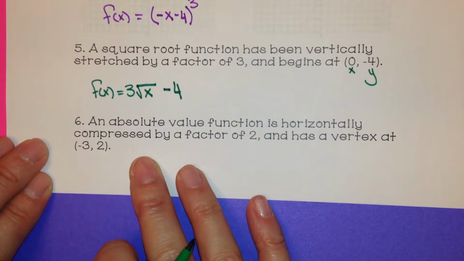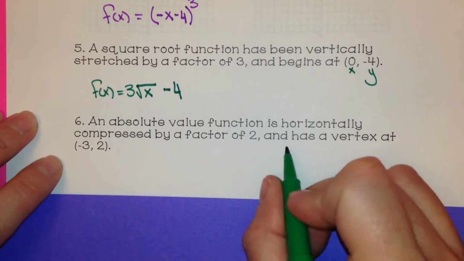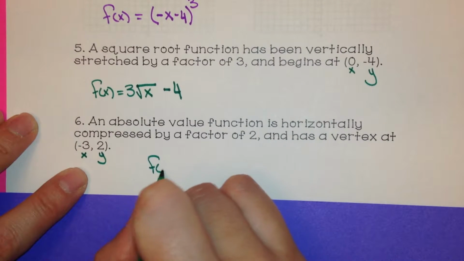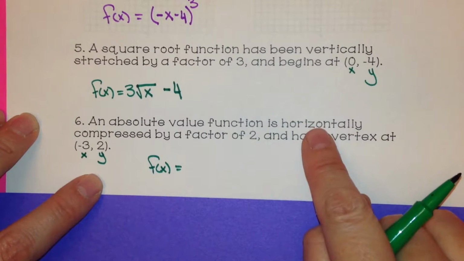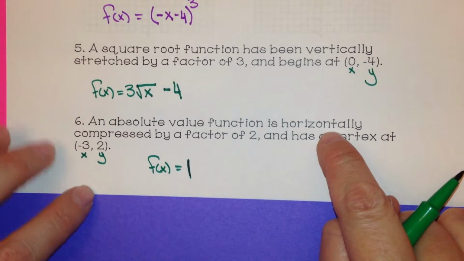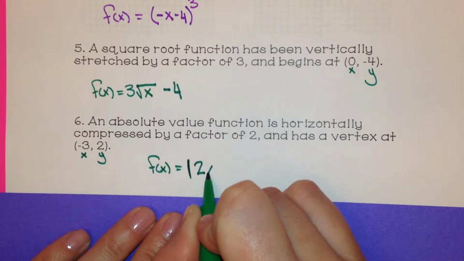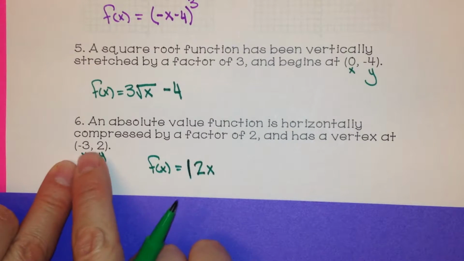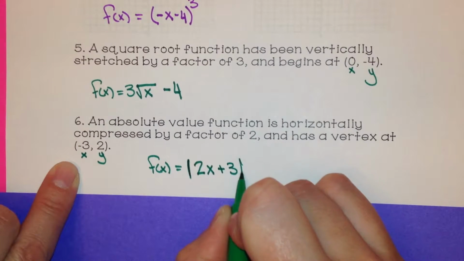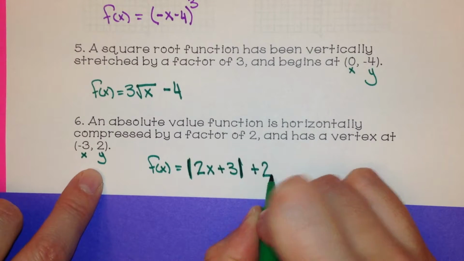All right, absolute value function. Horizontally compressed by a factor of 2. That's inside and has a vertex of -3, 2. So f of x equals horizontally compressed, absolute value. And horizontal compression is inside, and we have 2 times x. Right, the x value moves 3 left. So remember that's plus 3 inside of the absolute value bars, and y moves our graph up 2.